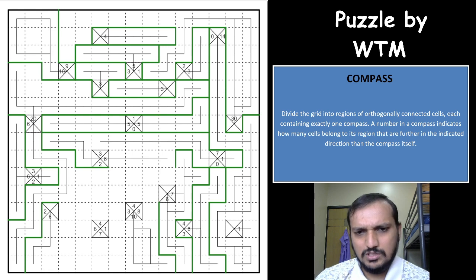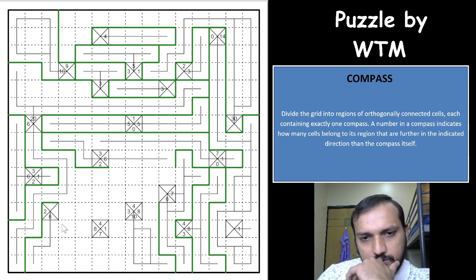Come on, where am I missing? Something has to be here. No. Come on. For this 2, the 6 is fulfilled. We need 2 more cells for the 6.